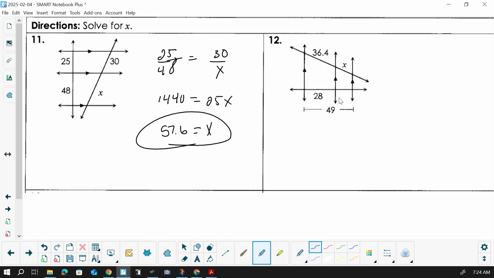49 minus that 28 is 21. All right, so x over 36.4, 21 over 28. Okay, so cross multiply, actually 7 goes into that 3, 7 goes into 4. Make it a little easier. So 4x on this side, 3 times 36.4 is 109.2. Divide both sides by 4, and we get 27.3.